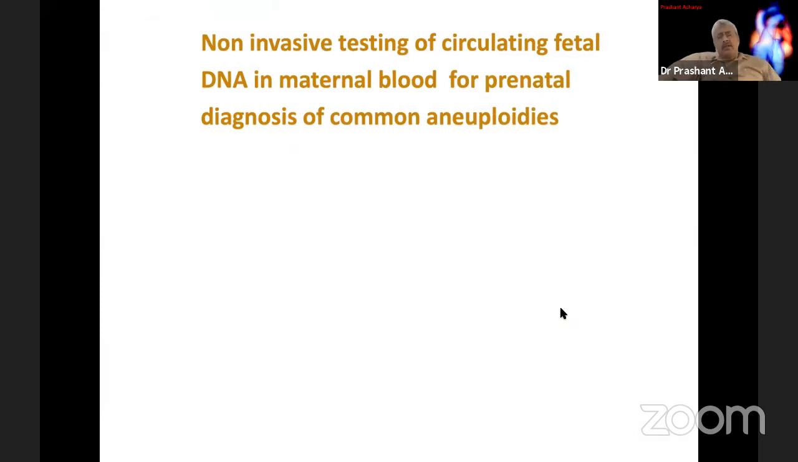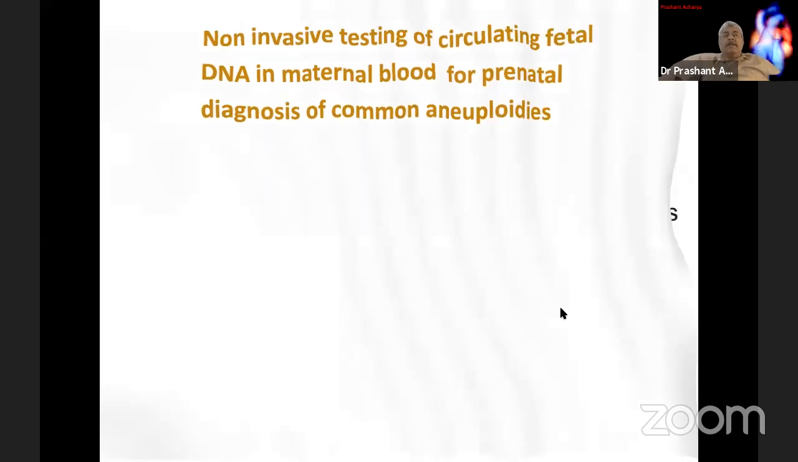Now we have learned dual marker. Let us understand NIPT first, then we'll go to quadruple marker. NIPT is non-invasive testing for circulating fetal DNA in maternal blood for prenatal diagnosis of common aneuploidy. Now, let us understand the basic concepts.